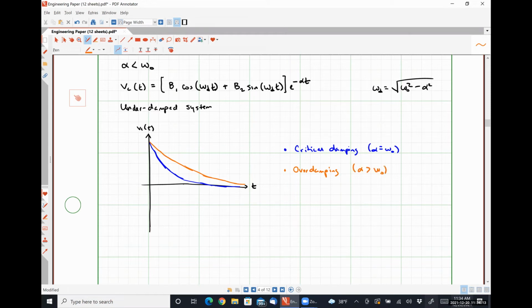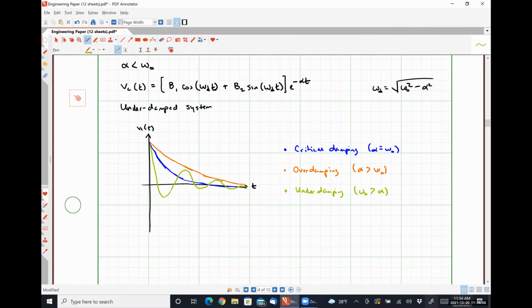Same generic shape, but it takes a really long time to settle. And then finally, we'll do underdamping in green, where omega naught is greater than alpha. And we'll see that it gets to its final value really quickly, but then rings, and it has an envelope that looks very similar to an overdamped response.